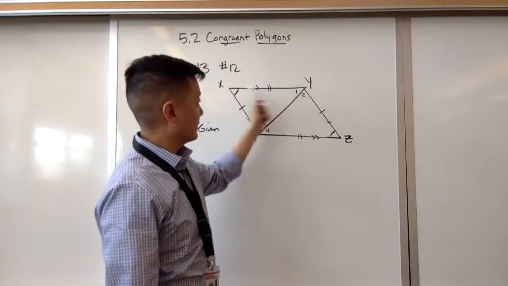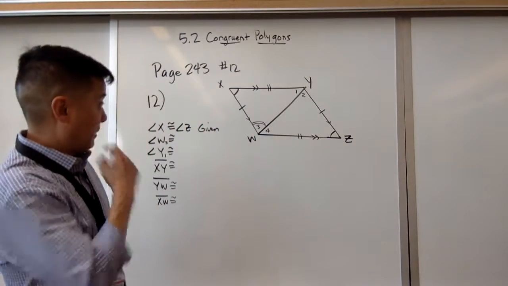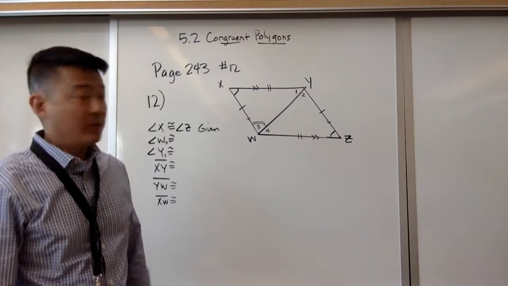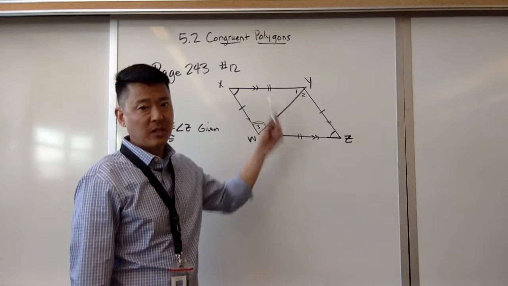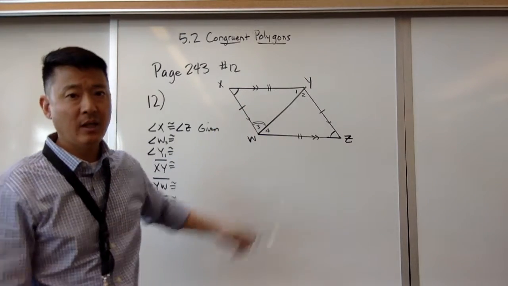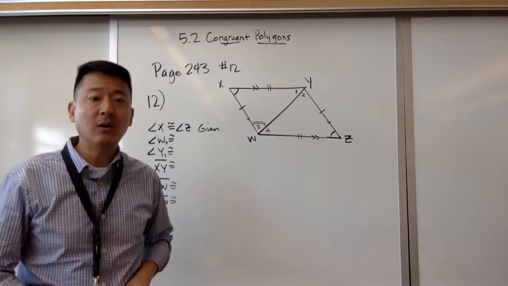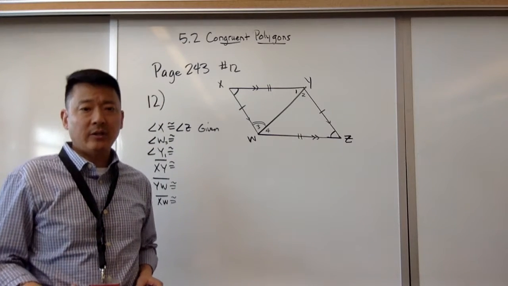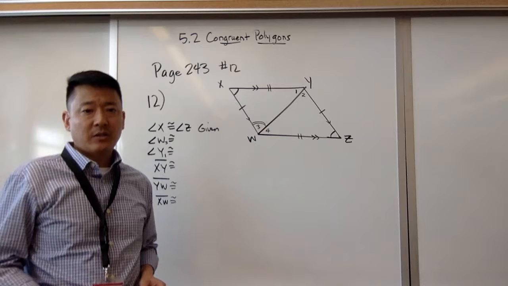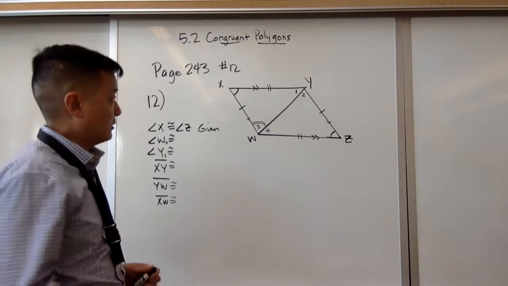Well, notice that this side is parallel to this side. And what do we remember from chapter 3? If we have two lines or two segments that are cut by a transversal, and we're given that these are parallel, then all four of those theorems that we just learned from chapter 3 apply: the alternate interior angles, the alternate exterior angles, the consecutive interior angles, and the corresponding angles.